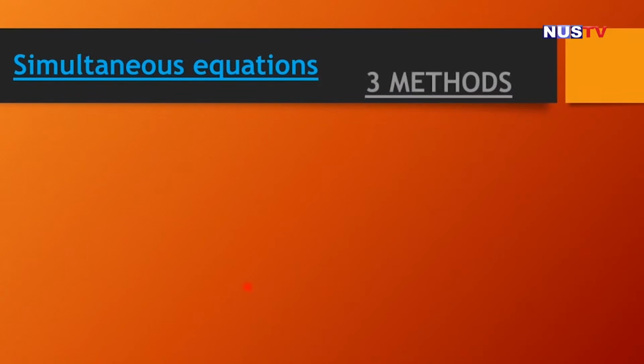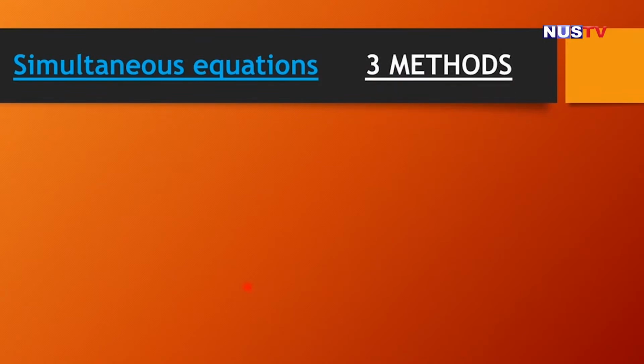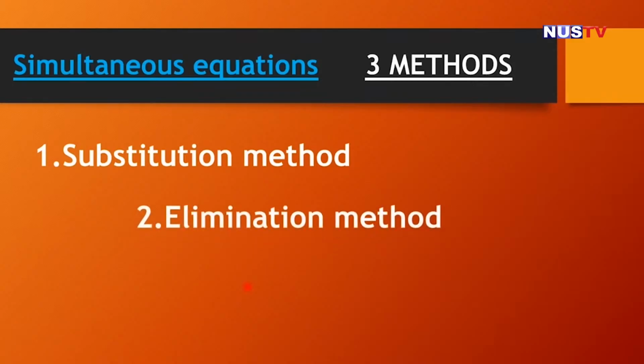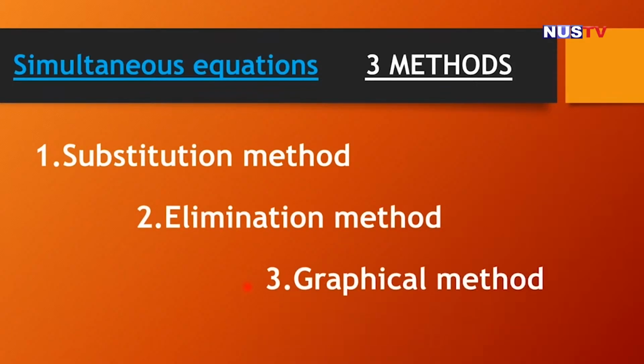For this particular lesson, what are the three methods? So as we say in our learning outcome, first one is substitution method. Then we have elimination method, and the last one is graphical method. But for this particular lesson, we will be talking on substitution method and elimination method.